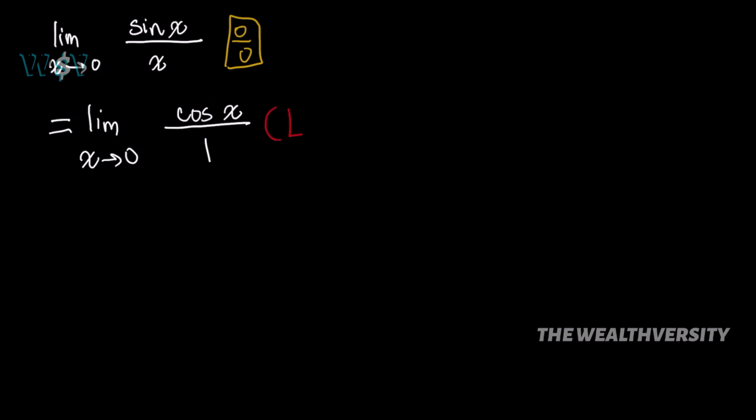In this case, the derivative of sin x is cosine x, and the derivative of x is 1, so we get cosine x. When we sub in 0, cosine 0 is 1.